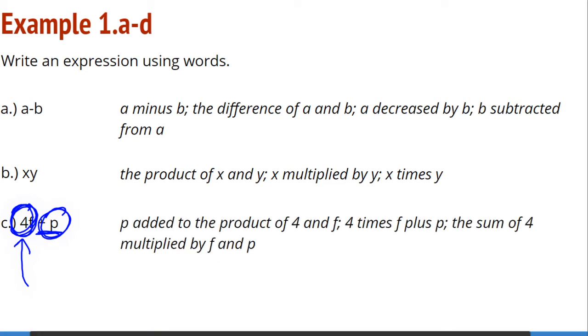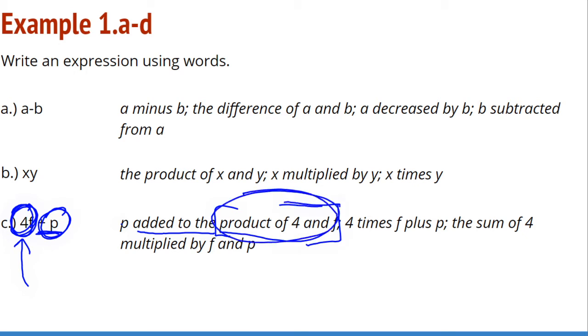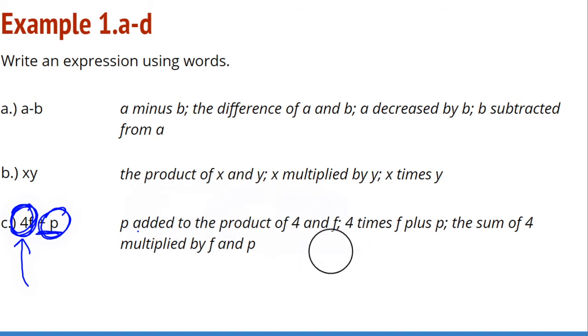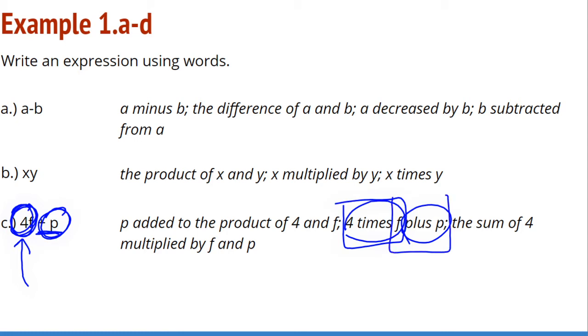So I could say that I have P, and P is going to be added to, I've got a product of 4 and F. So the way this is written, it says that I need the product of 4 and F, and then I will add on P. So there's my order of operations there. I could say 4 times F plus P, and because we read it left to right, we're going to do this first, and then we're going to do this.